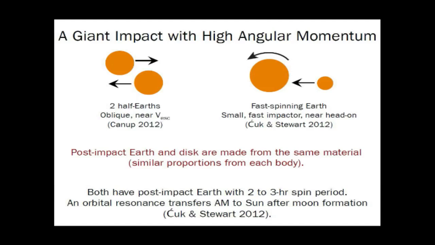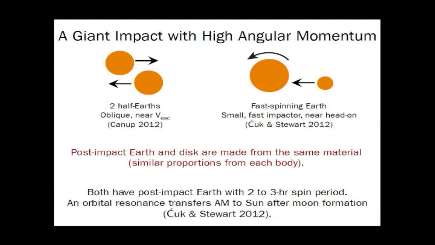After the formation of the disk in these scenarios, the Earth is spinning between 2 and 3 hours and has 2 to 3 times the present-day angular momentum. So after the moon forms, resonance needs to transfer angular momentum away from the Earth-Moon system, and a mechanism was found and published in this paper where the evection resonance transfers angular momentum from the Earth-Moon system to the Earth-Sun system.